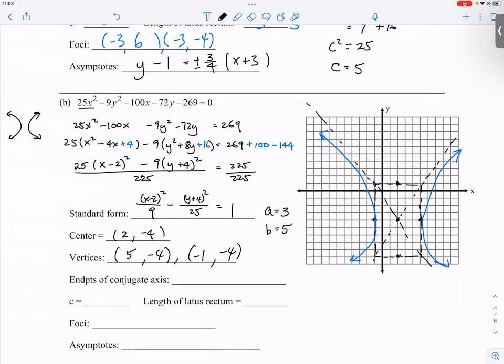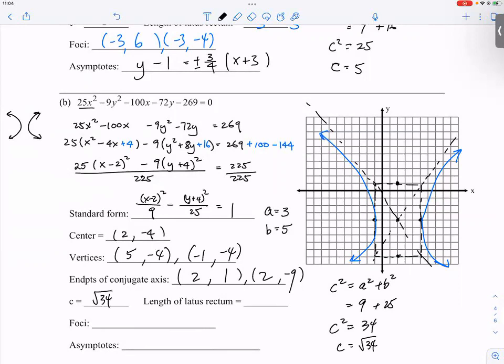The endpoints of the conjugate axis are the points above and below the center. So they must share the same x value. So negative 4 plus 5 would be 1. Negative 4 minus 5 would be negative 9. And c squared is equal to a squared plus b squared. So a squared is 9, b squared is 25. So c squared is equal to 34. So c is equal to square root of 34.